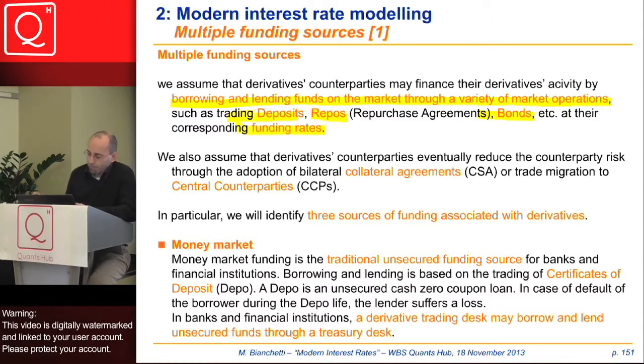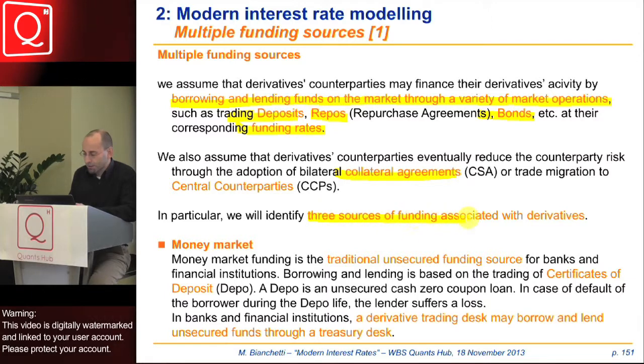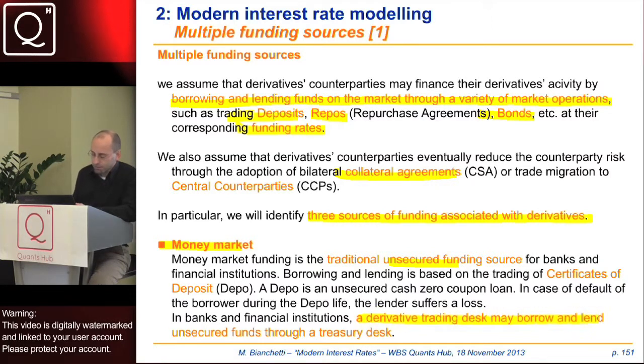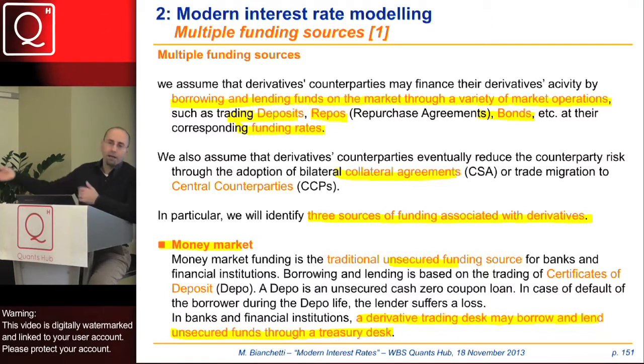We also assume that we have collateral agreements with counterparties or with central counterparties. So, in particular, we focus on 3 sources of funding associated with derivatives for common sense, but they could be more than 3. Money market, unsecured funding, and we assume that a derivative trading desk might borrow and lend unsecured funds through a treasury desk at some unsecured rate, or directly on the market, but that's not important.